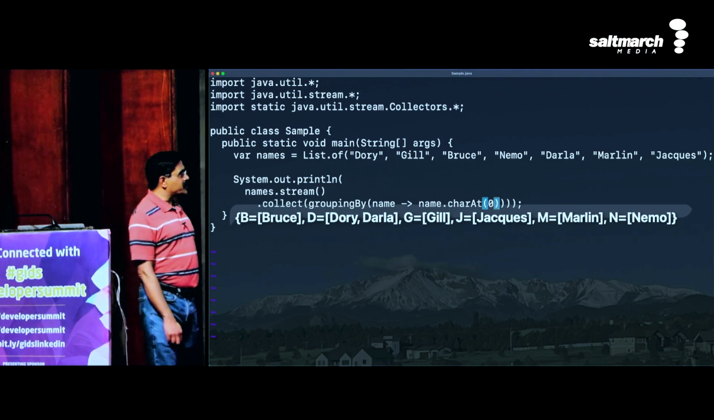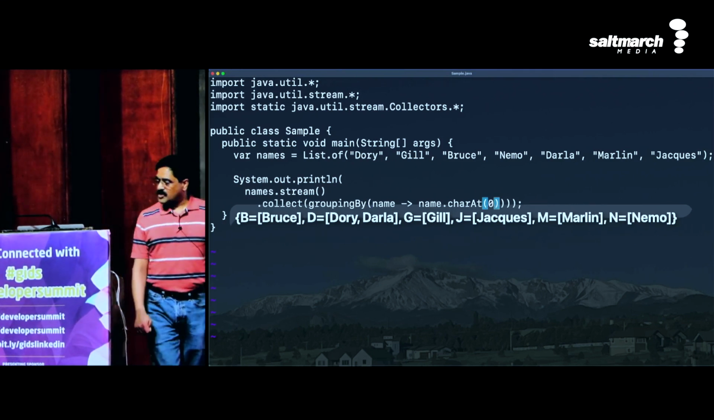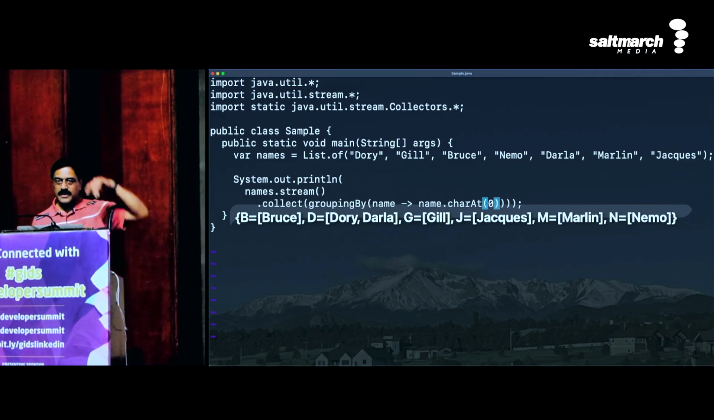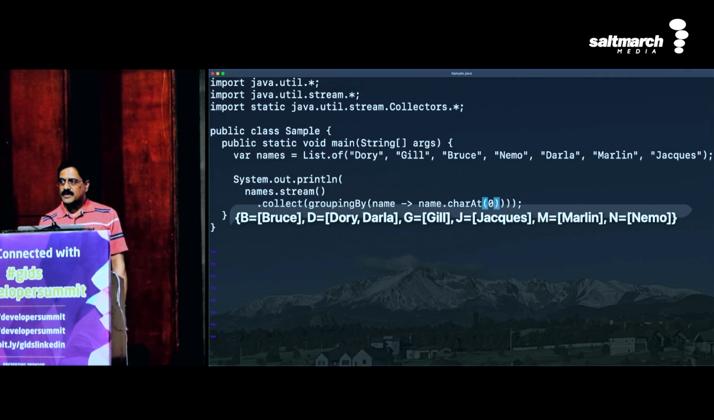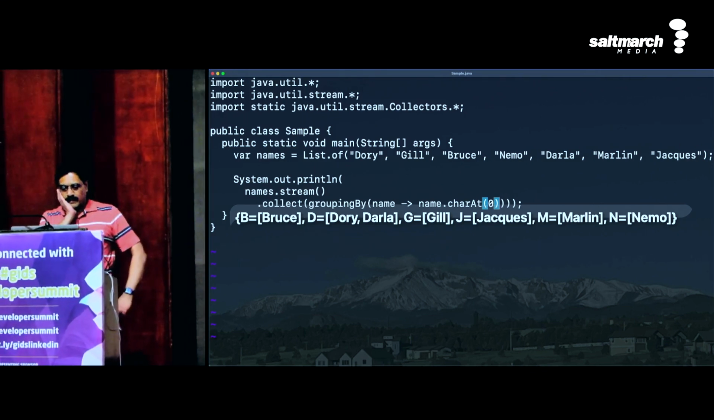B, Bruce. D, Dory and Darla. G is Gil. J is Jacques. M is Merlin. N is Nemo. Make sense? So we can start grouping really nicely.